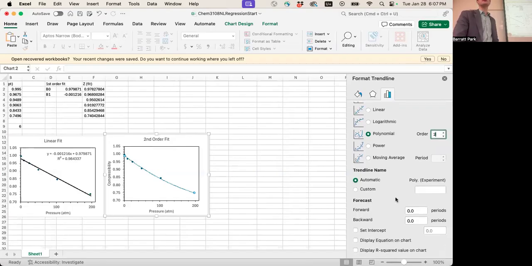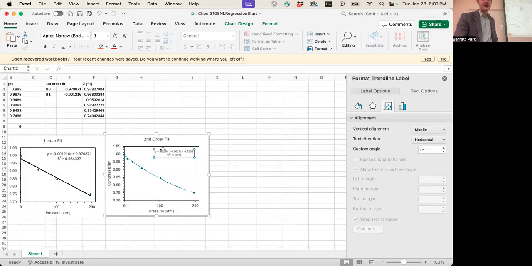If I want to see what the best fit parameters are, the easiest way to do that is to display the equation on the chart. I can also display the R² value on the chart if you want. I'll put this equation up here. Maybe this is a little bit too small to see, so I'll make it bigger. I'll increase the font size so it's a little bit easier to read. And maybe we want a little bit better than 1 digit of precision.